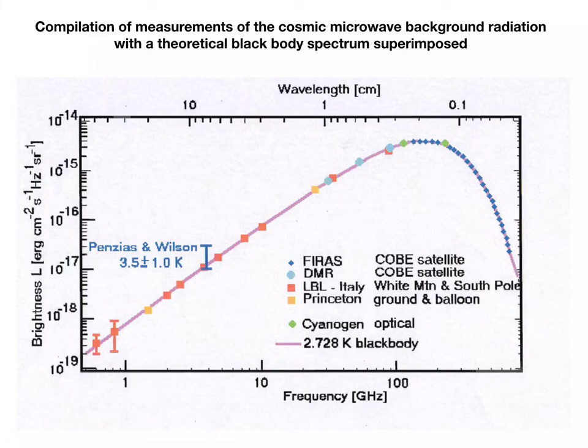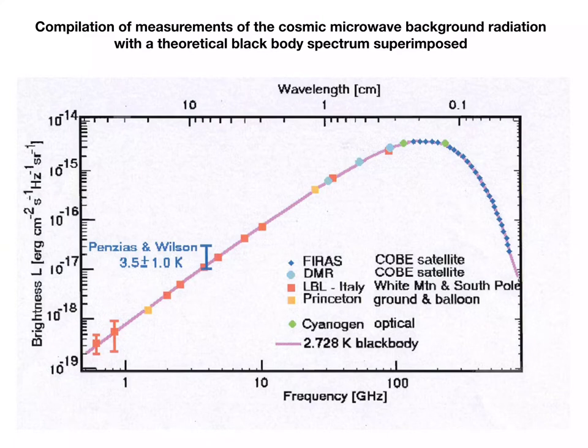Here you see the result by Penzias and Wilson together with more recent measurements of the cosmic background radiation. Plotted is the brightness versus the wavelengths and the frequency of the radiation on a log scale. You can see that these very independent measurements from satellites and laboratories and balloons agree very well with each other, and they also agree with the superimposed curve based on a 2.728 Kelvin black body.